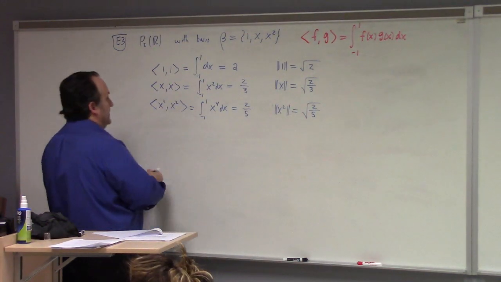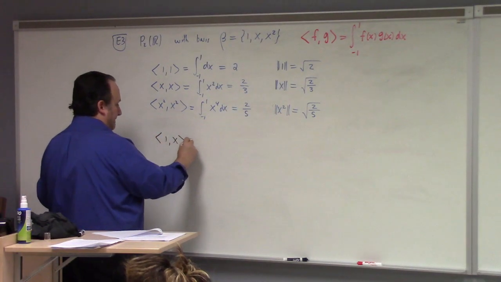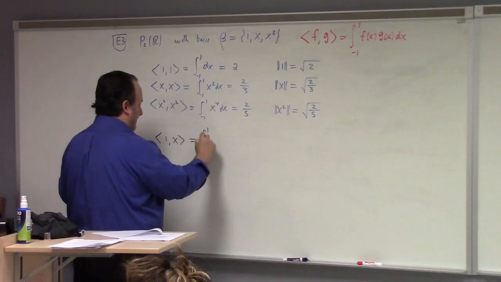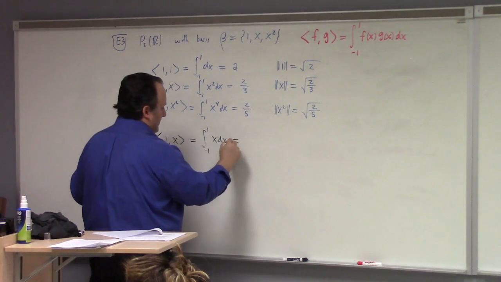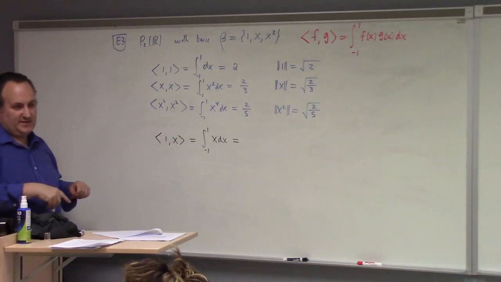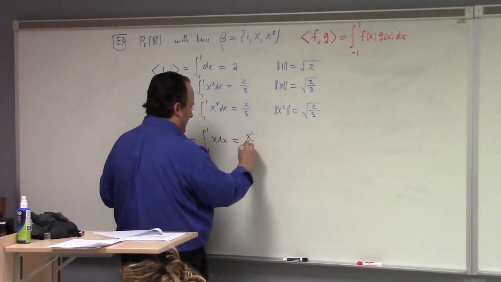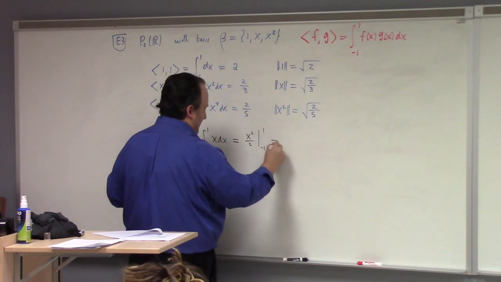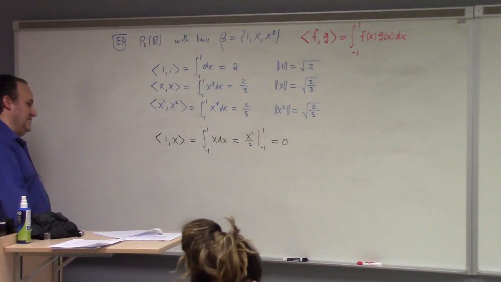Because if we calculate the inner product of, say, 1 with x, what do we get? Oh, wait a minute. This is an odd function integrated about 0. We could actually do the integral, right? x squared over 2, evaluated from minus 1 to 1, you get 0. Oh no, maybe it is orthogonal. Oh man, look at that.